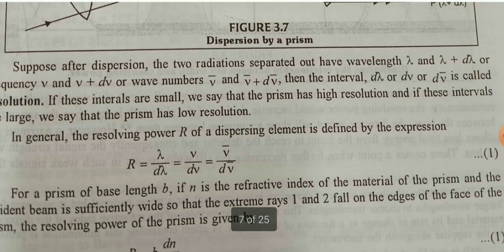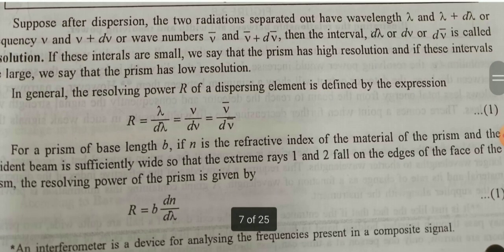Suppose after dispersion, the two radiations separated out have wavelength lambda and lambda plus d lambda, or frequency nu and nu plus d nu, or wave number nu bar and nu bar plus d nu bar. Then the interval d lambda or d nu or d nu bar is called resolution. If these intervals are small, we say that the prism has high resolution, and if these intervals are large, we say that the prism has low resolution.